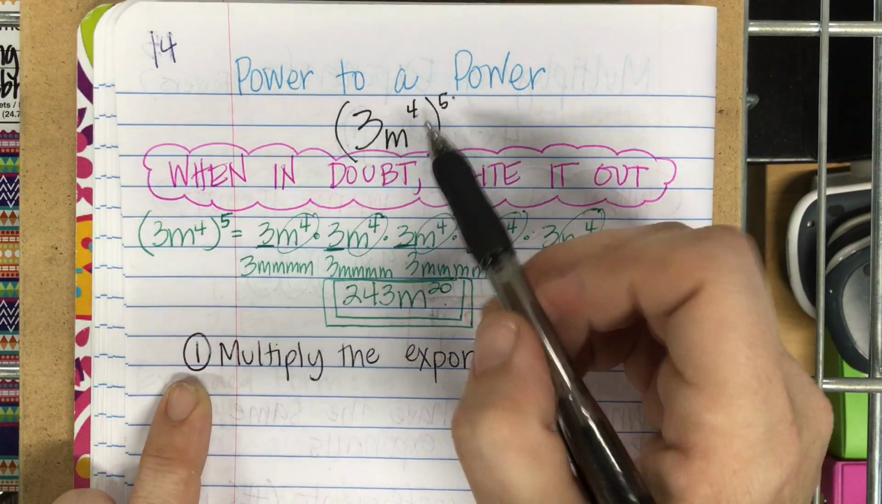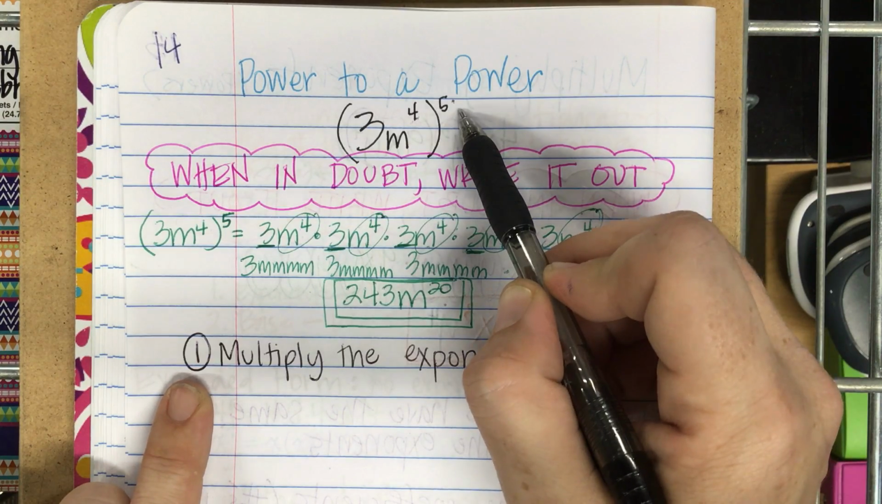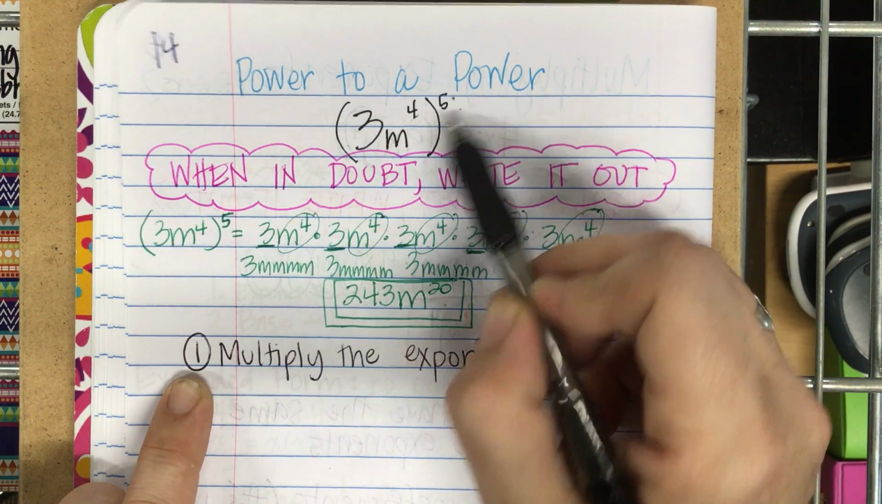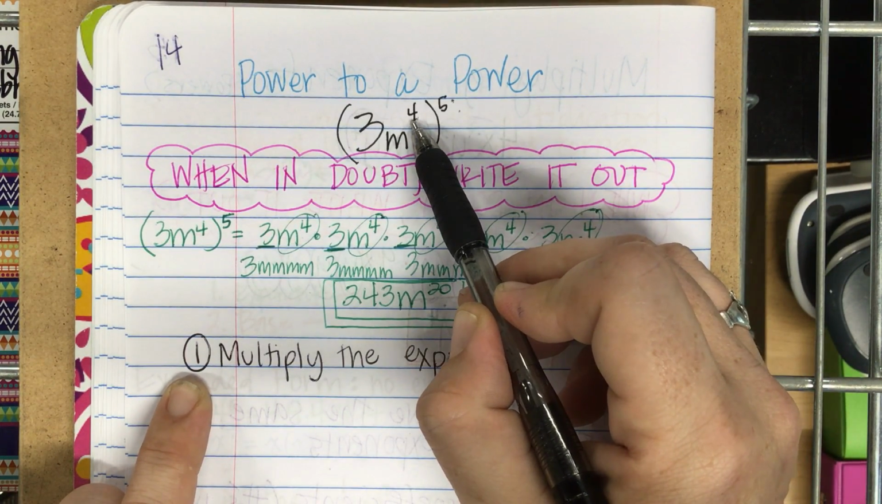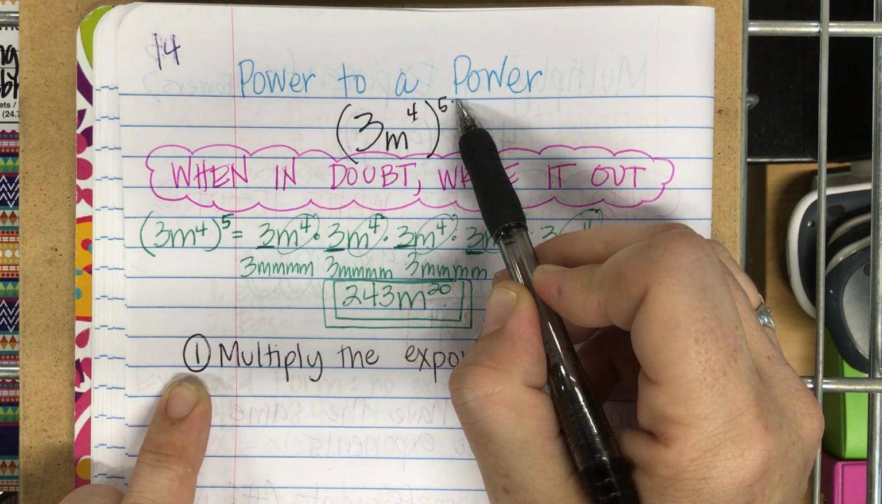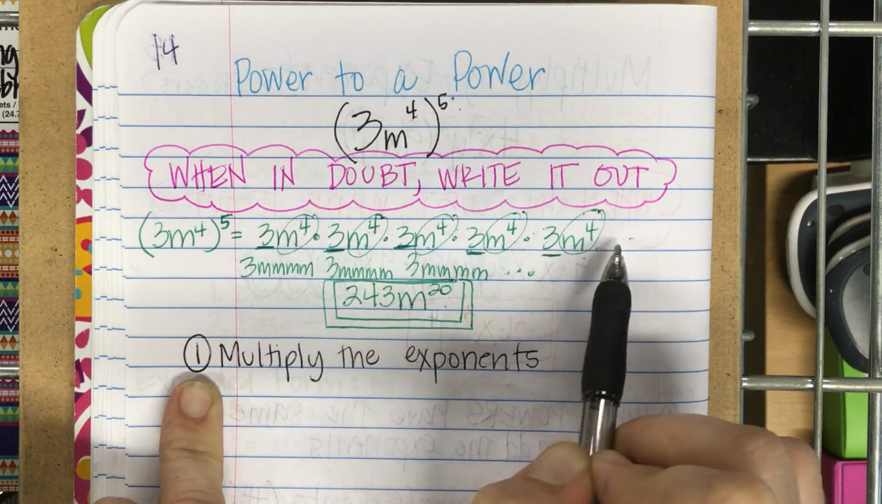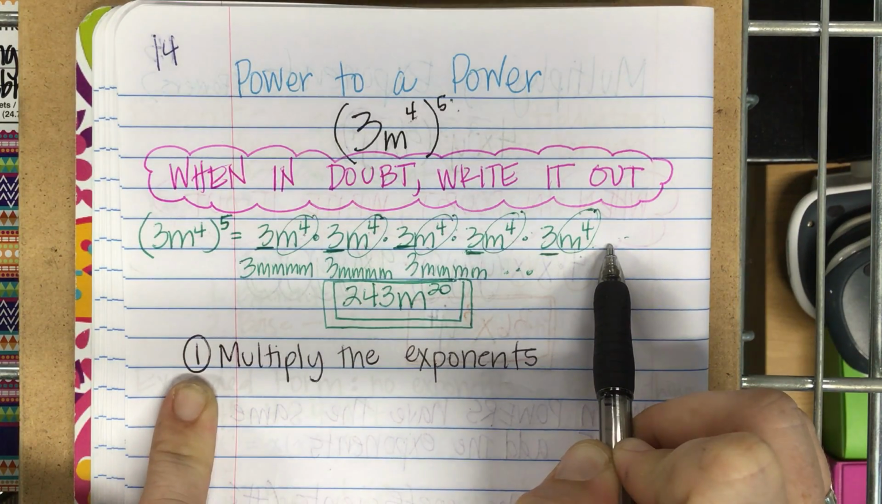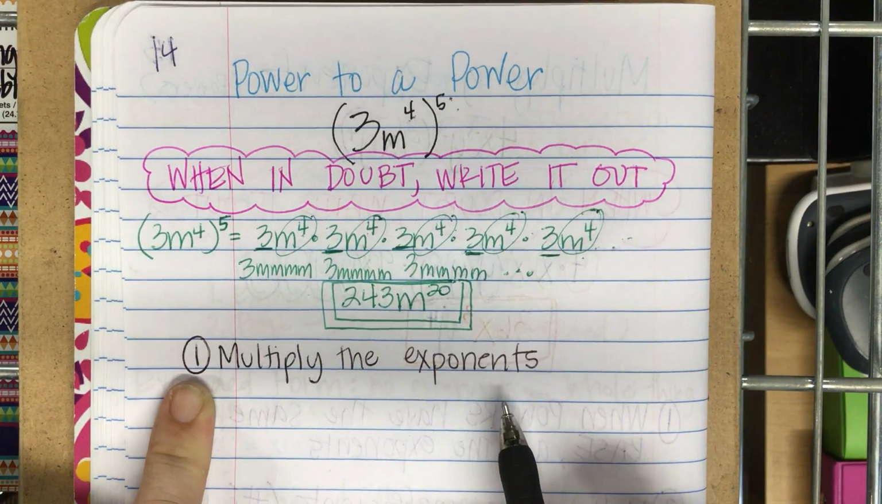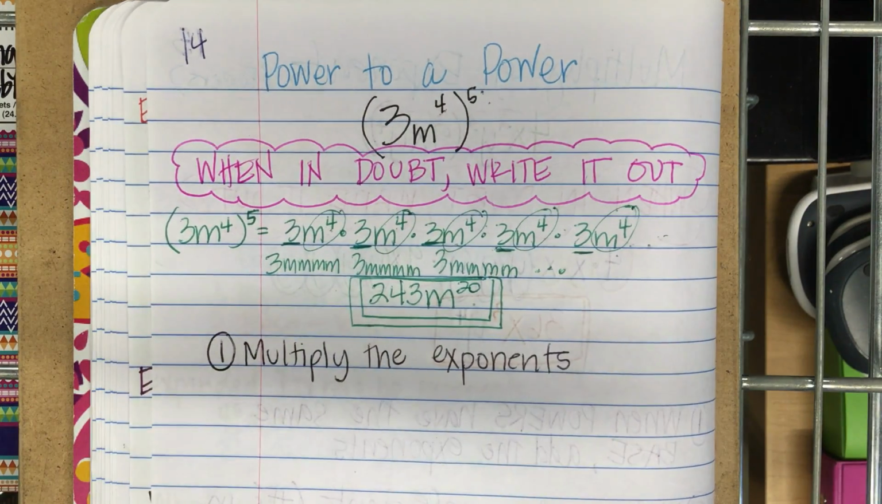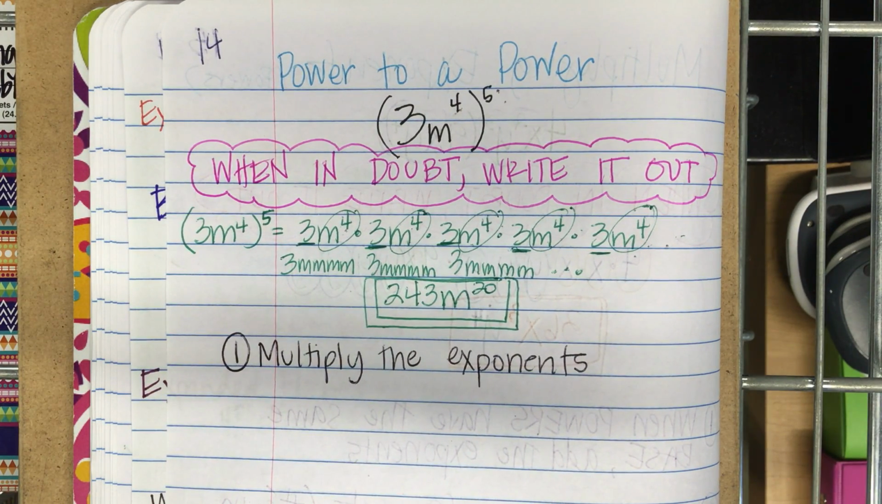And that's because, you guys, 4 times 5 is 4, 5 times, right? And look down here. 4, 5 times. So you multiply the exponents. If it's a power to a power, you can multiply the exponents.